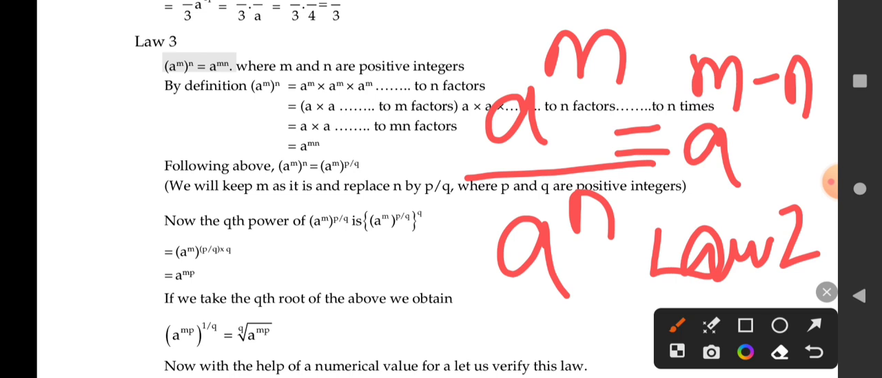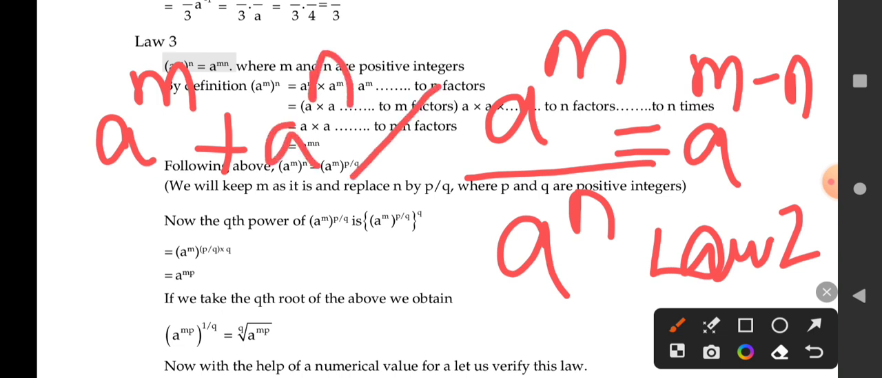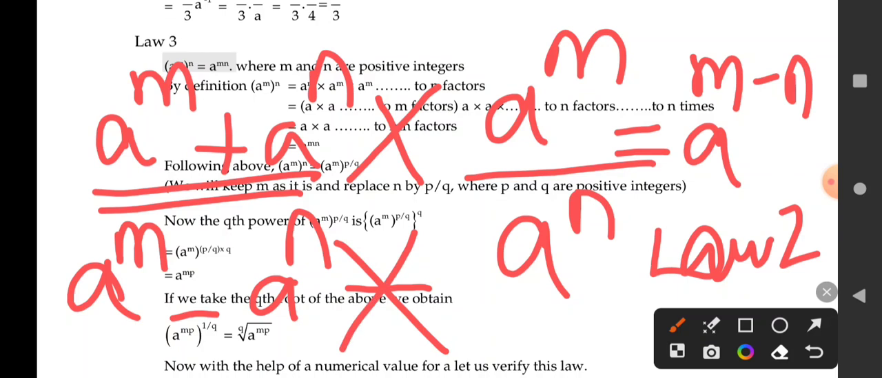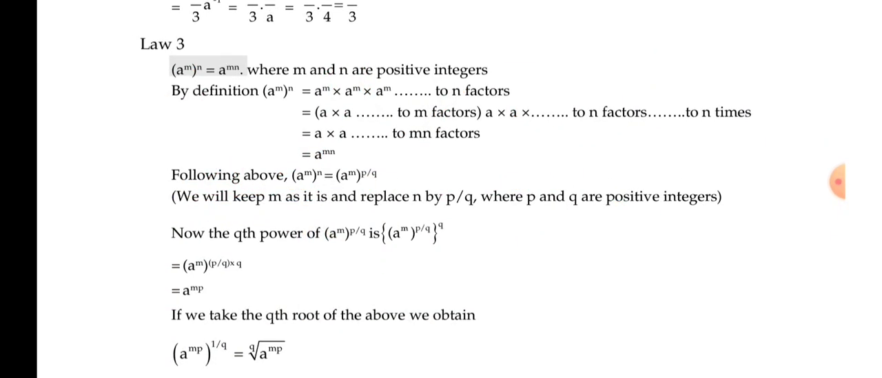So what if same bases with different powers are added to each other? Same bases, different powers added to each other. No such rule. Okay, and same bases, different powers subtracted. We have already seen there is no such rule. Okay, so when do you multiply m and n in power?